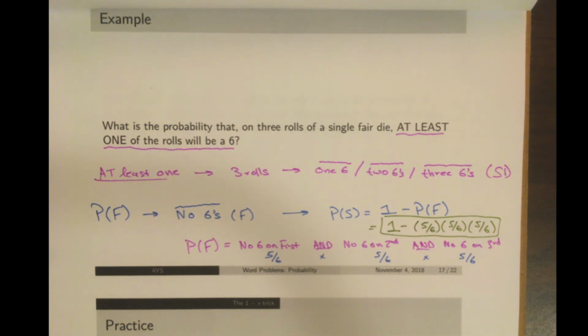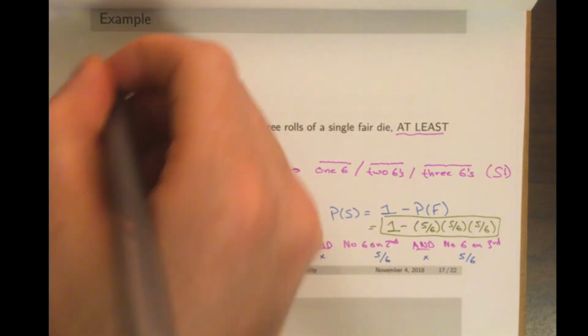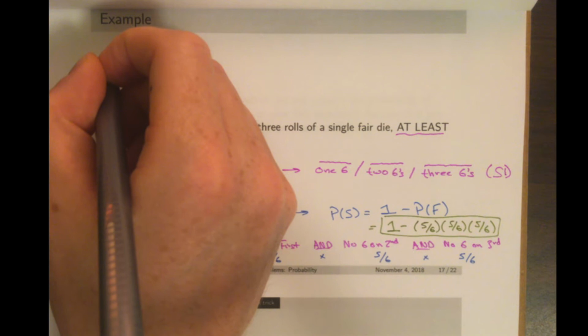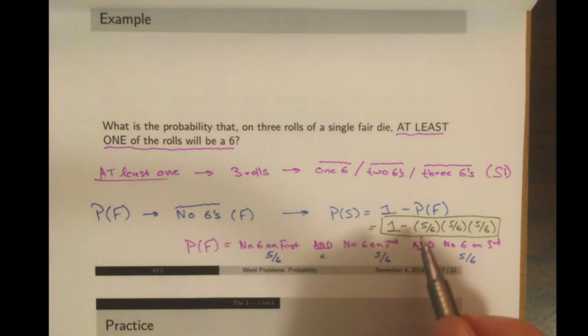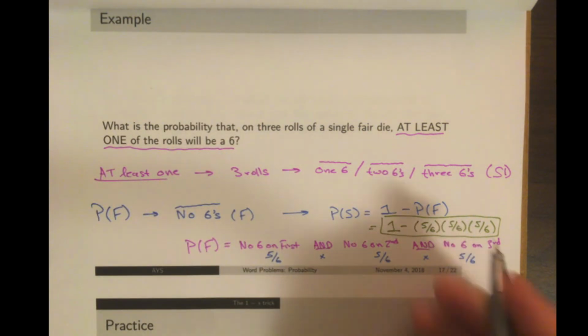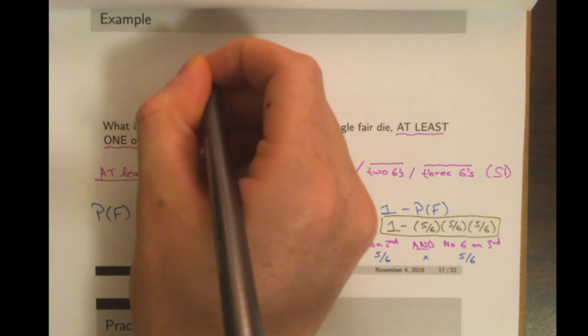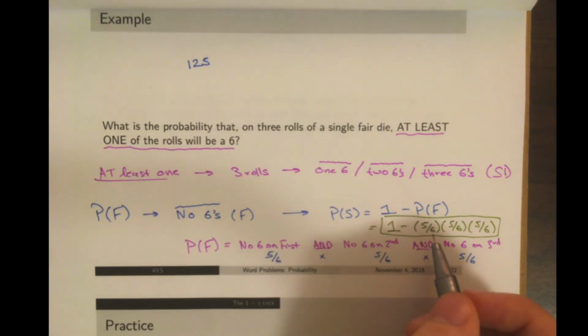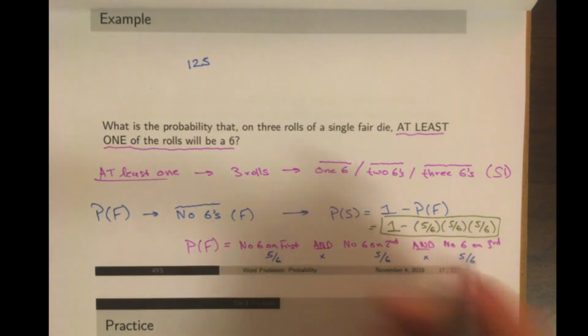So how would you multiply this out? When you multiply fractions, you multiply all the tops, and then you multiply all the bottoms. I'll do it up here. So on your calculator on the exam, say 5 times 5 times 5, and if you do that, you get 125. Then you multiply the bottoms, 6 times 6 times 6, and you get 216.